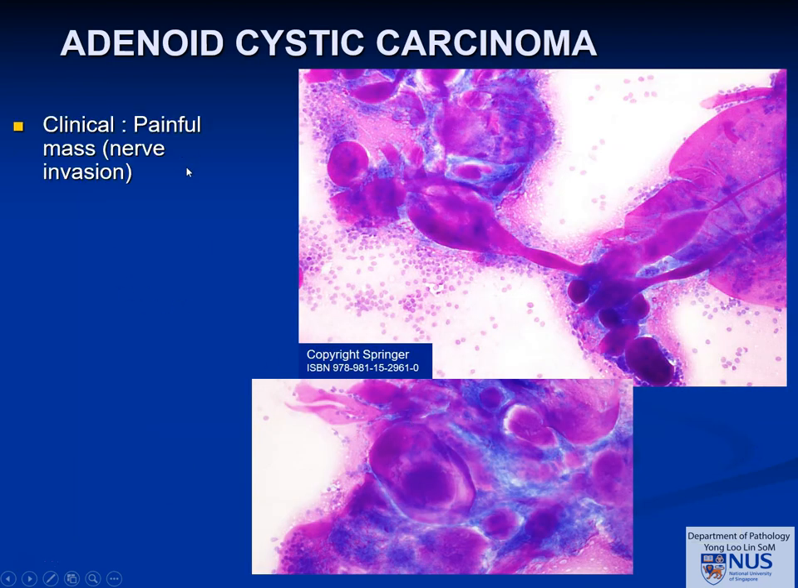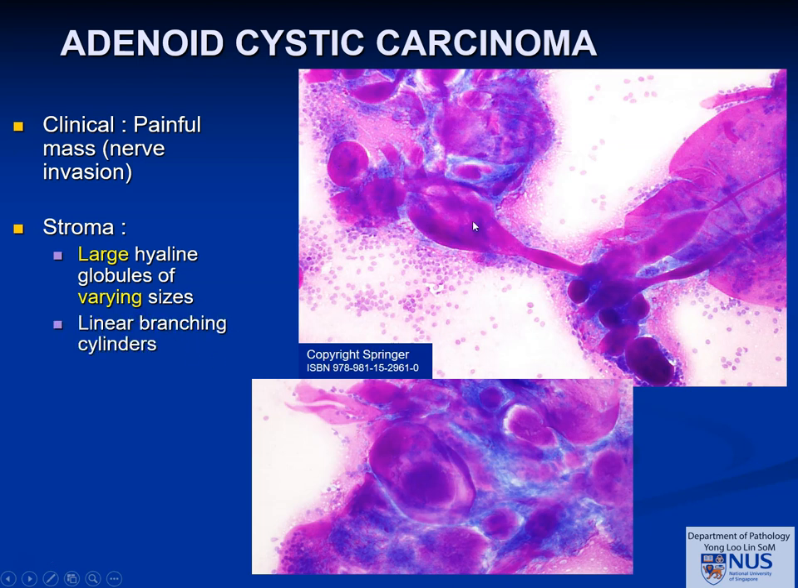So adenoid cystic carcinoma clinically may actually present with pain because of the propensity to invade nerves. What is very striking usually at low magnification is the characteristic stroma. So we often see very large hyaline globules of stroma of varying sizes. They can range from small to extremely large. And we also sometimes see these linear branching cylinders, and it's very characteristic for adenoid cystic carcinoma. You note that the interface between the stroma and the epithelial cells is very sharp without that kind of blending or melting in like you see in pleomorphic adenoma.